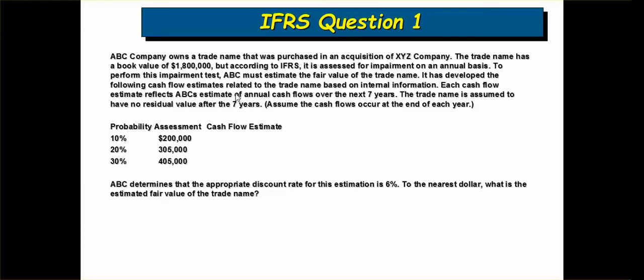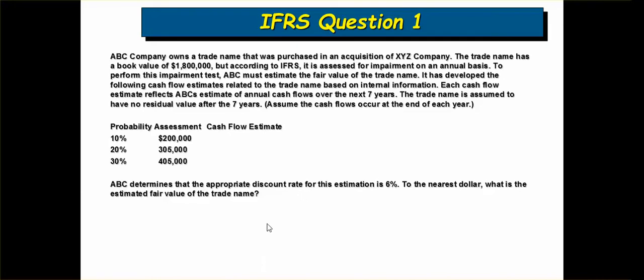Alright, so ABC owns a trade name that was purchased in an acquisition. The trade name has a book value of $1.8 million, but according to IFRS, it's assessed for impairment on an annual basis. To perform this impairment test, they must estimate the fair value of the trade name. They have developed the following cash flow estimates. The probability of the trade name having the following cash flows: 200,000 would be 10%, 305,000 20%, and 405,000 30%. The discount rate is 6%. What is the fair value of the trade name?